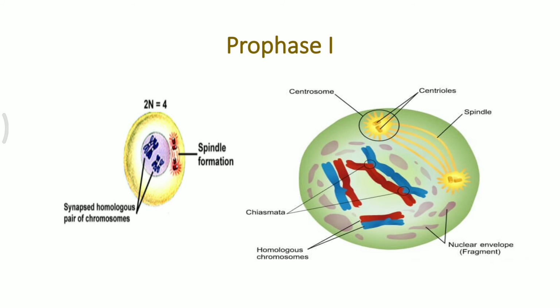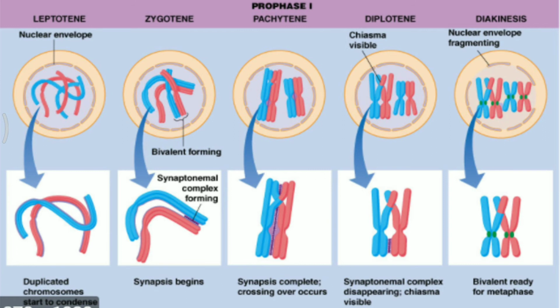This is a stage which is shown over here, and prophase 1 has various stages. We'll be studying each of these stages. There are generally 5 stages during this process: leptotene, zygotene, pachytene, diplotene, and diakinesis. This is an overview of what we will be studying in detail. At first, in leptotene, the duplicated chromosomes are formed. The homologous chromosomes come together and form bivalents, and the synaptonemal complex is formed where synapsis occurs, and as a result, crossing over occurs in the pachytene.